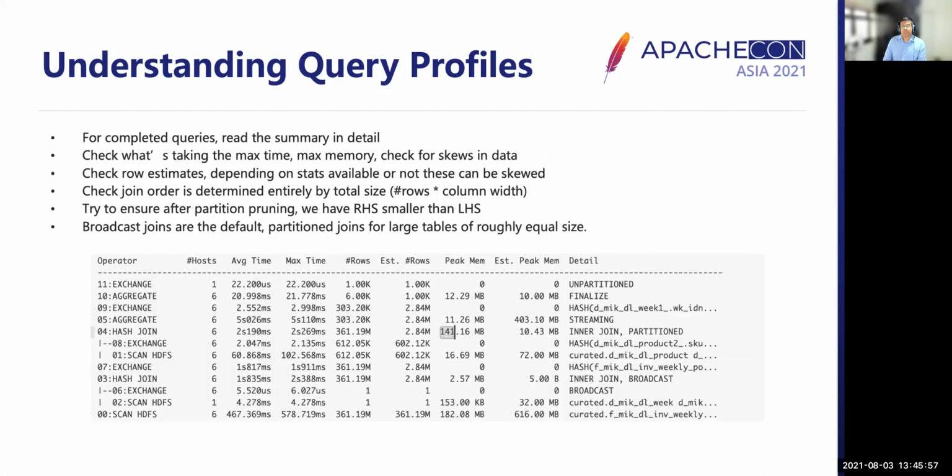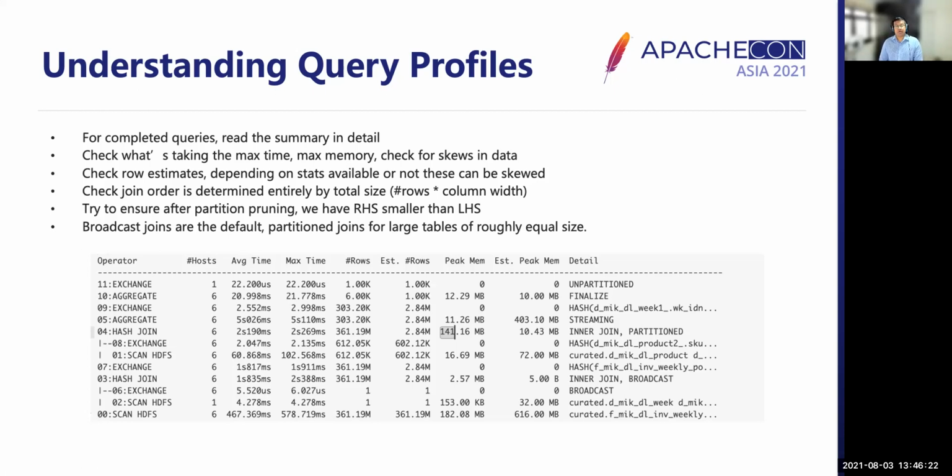For completed queries, you will get a summary, as you see here. This will tell you a lot of information about how many hosts were involved in the query, what's the average and max time for that operator across all of the hosts, what is the number of rows that it returned, what were the estimated number of rows when it was planning the query, what's the peak memory required, and what's the estimated peak memory required.